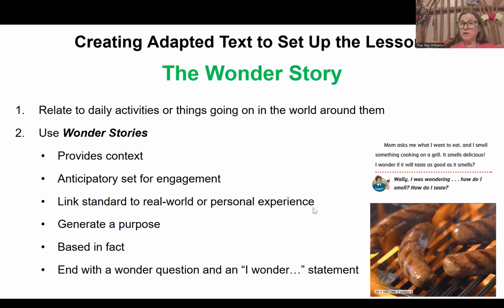It is based in fact. Now, that doesn't mean that your story can't be made up, that it's not a real story, but the facts in it are real. And then you always, always, always end with a wonder question. And it can be, I wonder blank. I often say, and then I was thinking to myself, I wonder what.